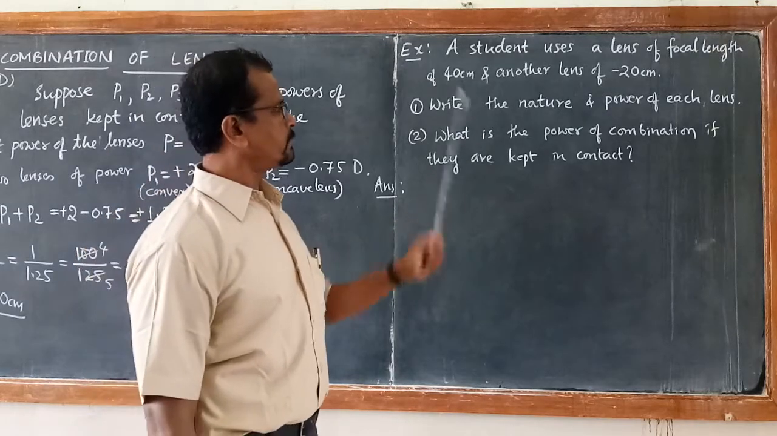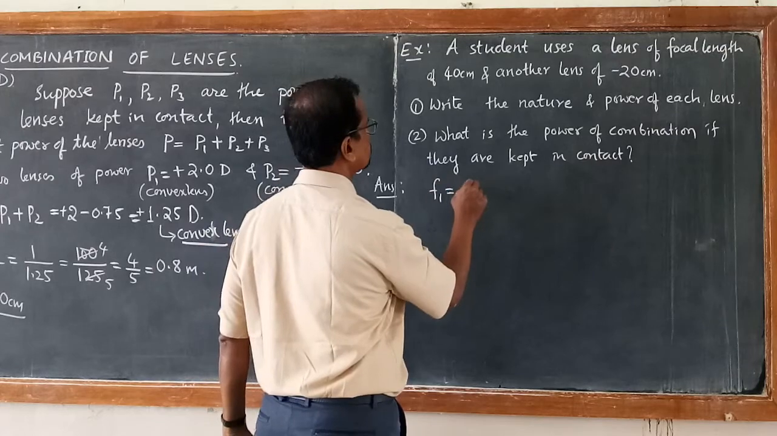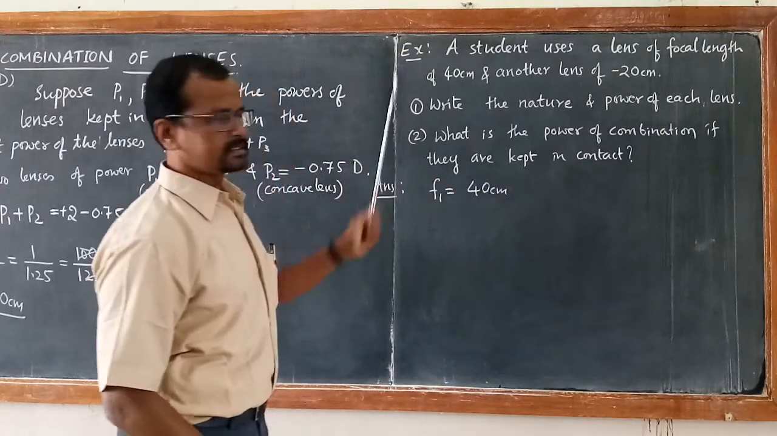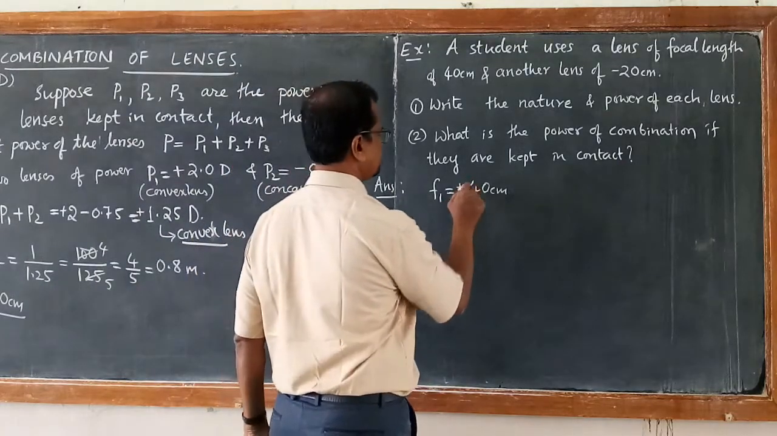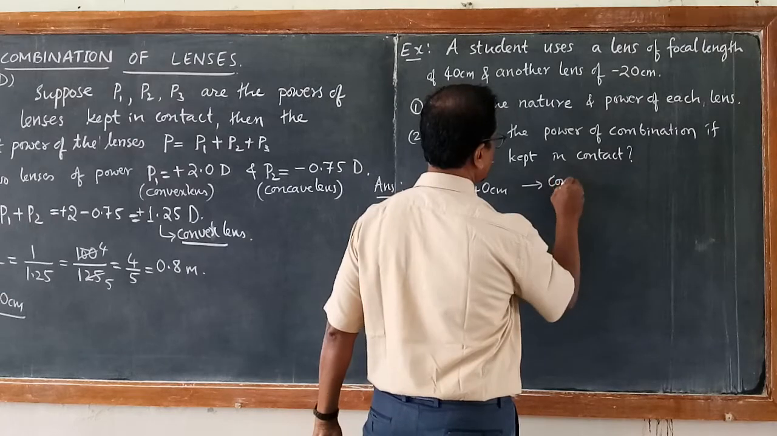Okay, we will solve one by one. First lens, let us say f1 equal to 40 centimeter. 40 centimeter means, remember, it is always plus 40 centimeter. Therefore, it should be a converging lens.